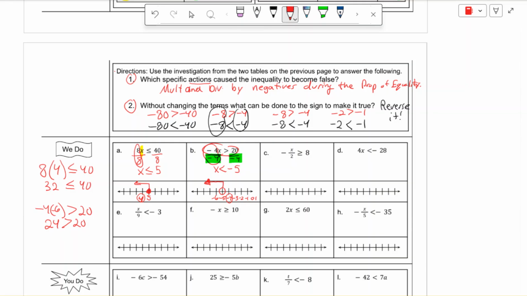So that was one moment where the sign reverses. It doesn't happen every time. You just need to know when. And we saw here that when you divide by a negative on both sides during the property of equality, that's when the sign reverses.